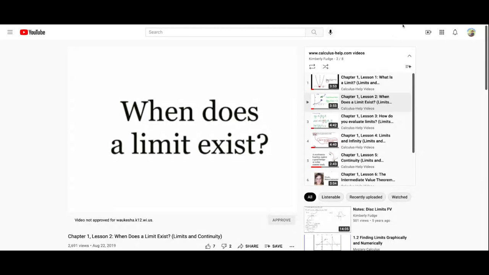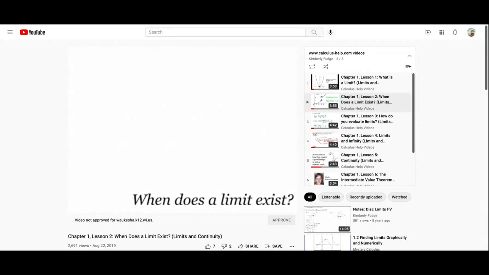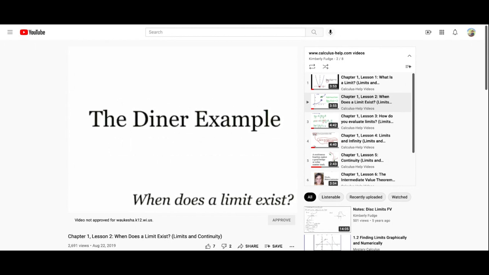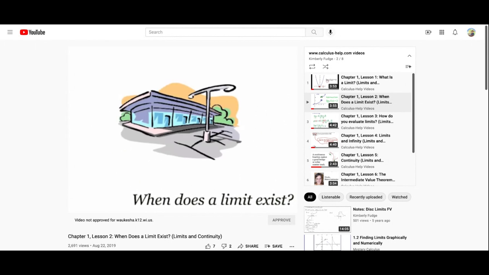Some idea of what a limit is, and we need to talk about when a limit exists. To illustrate my point before we get started, let's set up an example. Let's say you and a friend are going to meet for dinner, and you're meeting at a diner that's centrally located between the two of you.